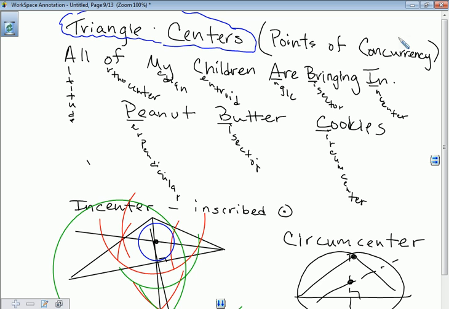Perpendicular bisector, circumcenter. If we did the perpendicular bisector of two sides, that intersection is the circumcenter. And I can circumscribe a circle if I put the point of the compass at the circumcenter and then put the pencil part on one of the vertices and circle it around.